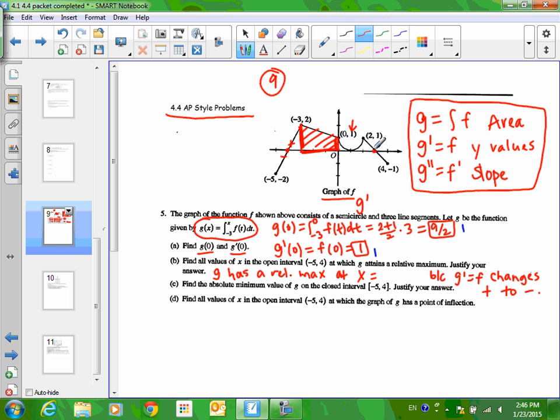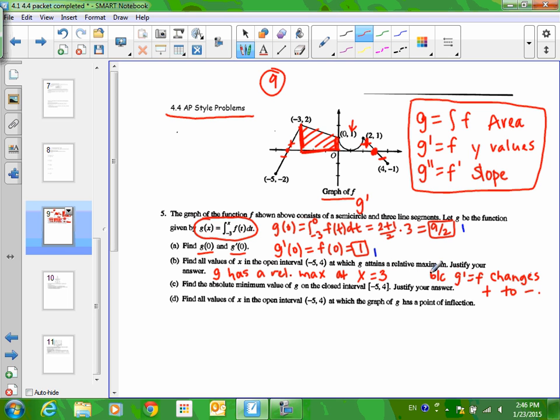X equals 3. Look at right here at x equals 3. The y values are changing from positive to negative. Okay? Do you see why we're not including 1 either? Because on 1, the y values go positive, and then they just go positive again. So then my answer should be x equals 3.